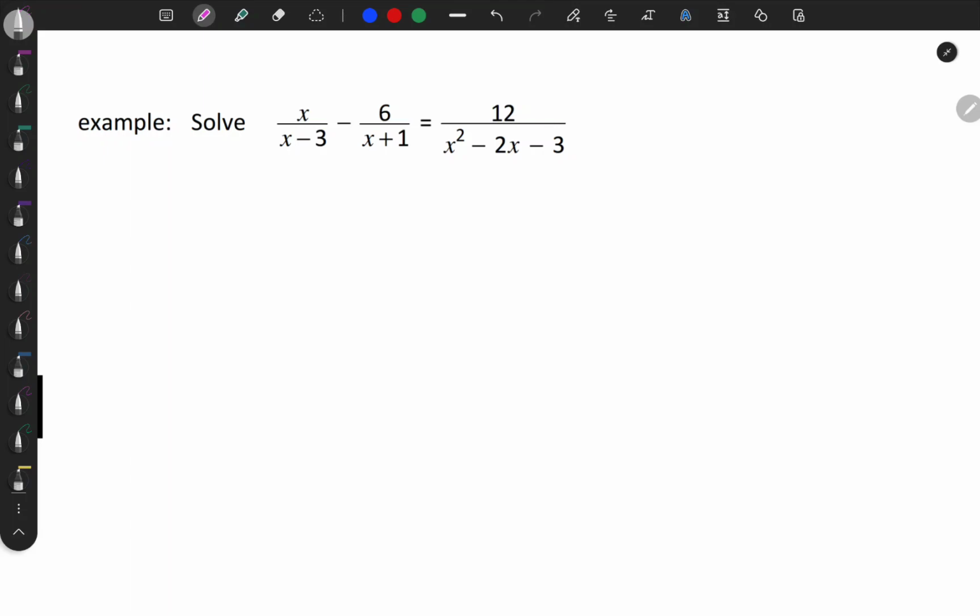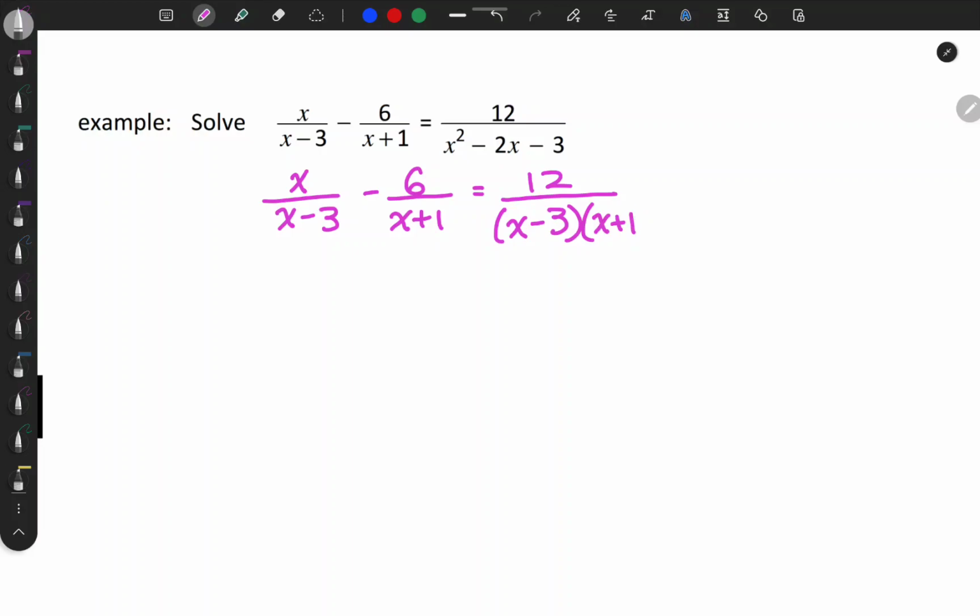All right, let's start by just factoring the right side of this equation. So I'm going to rewrite x over x minus 3 minus 6 over x plus 1 equals 12 over, I need to factor my denominator. I need two numbers that multiply to -3, but add to -2. That'll be x minus 3 and x plus 1.